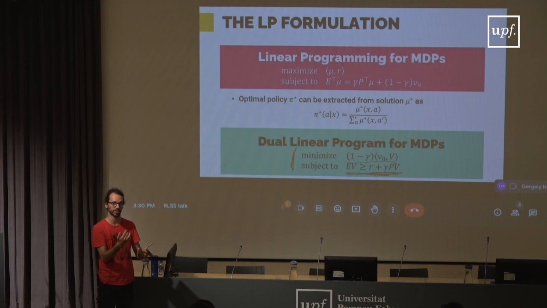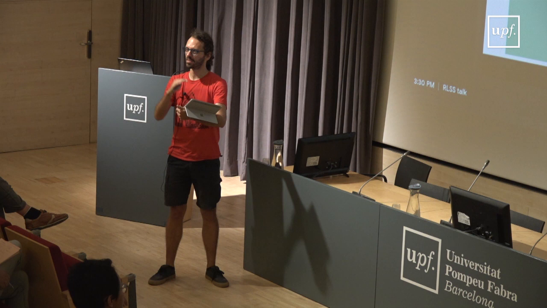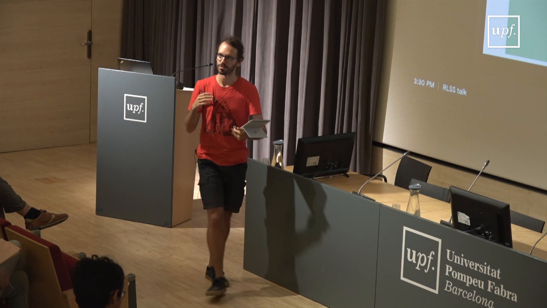So it's very easy to verify that V star satisfies this property. This inequality holds in every state-action pair. And it's also easy to verify that I cannot push V further down. I cannot make the values of this V lower and still keep this constraint satisfied. So the optimal value function is still a solution for this.